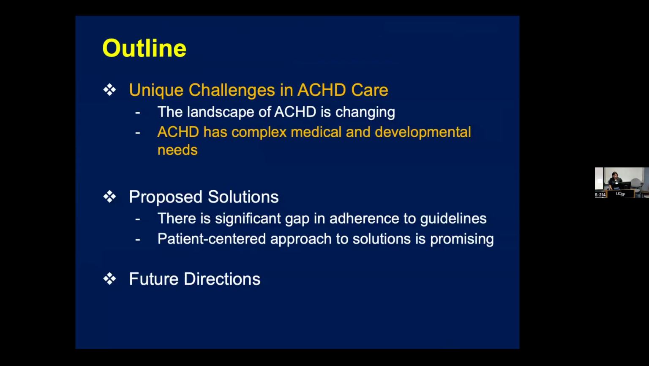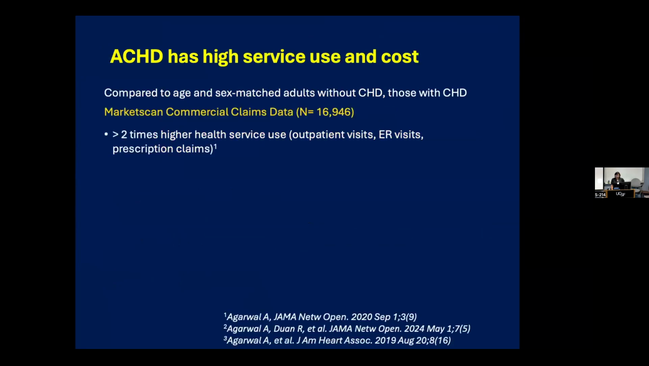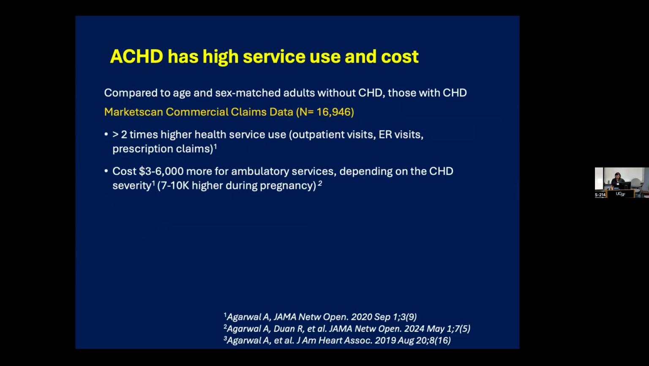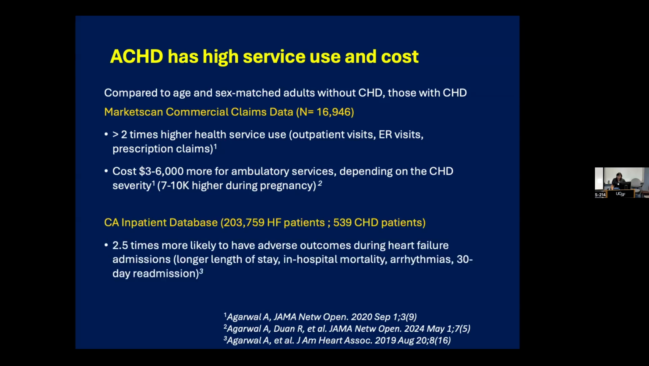So let's talk about some complex medical and developmental needs that these patients have. We have reported that compared to age and sex matched adults without CHD, those with CHD in MarketScan commercial claims data have more than 2 times higher health service use, and they cost $3,000 to $6,000 more than the non-CHD counterparts for their ambulatory services, depending on the CHD severity. And that cost is $7,000 to $10,000 higher during pregnancy. And from the California inpatient databases, we found that ACHD patients are 2.5 times more likely to have adverse outcomes during heart failure admissions.